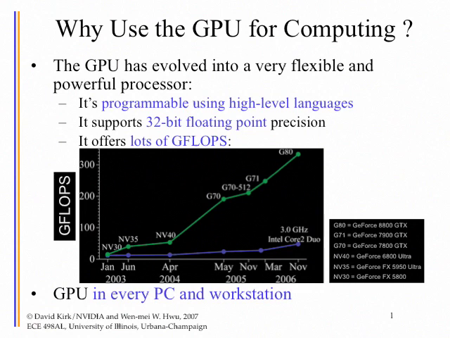And one thing that is very, very interesting is that there is pretty much a GPU in every workstation and PC these days because of the graphics display and games and so on. So in many ways, the GPUs are becoming as popular as CPUs. And people have very pervasive access to this kind of hardware.